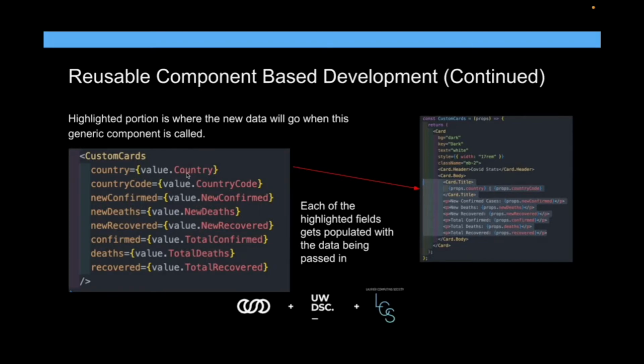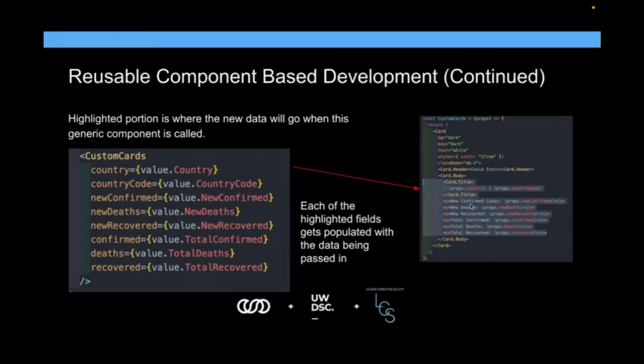We set those to the value of the object that we're trying to get the data from. In this case, we're getting the country field from the value object and passing it into this orange country field, which then gets put right over here. So just to recap, each of the highlighted fields gets populated with the data that's being passed in from over here.